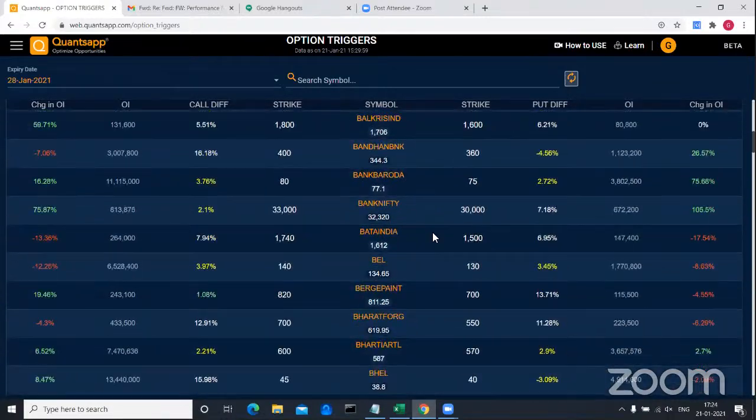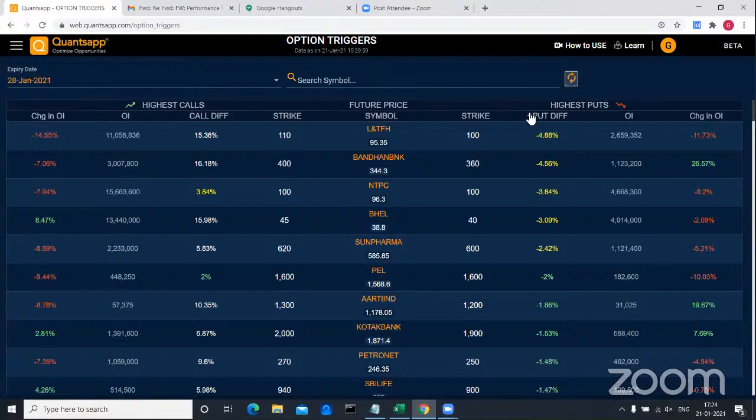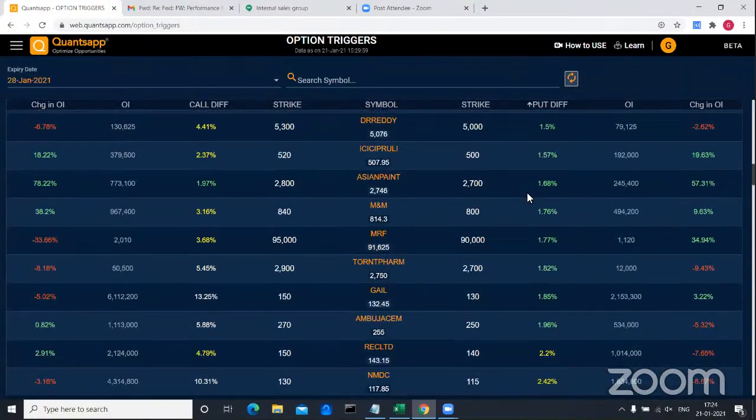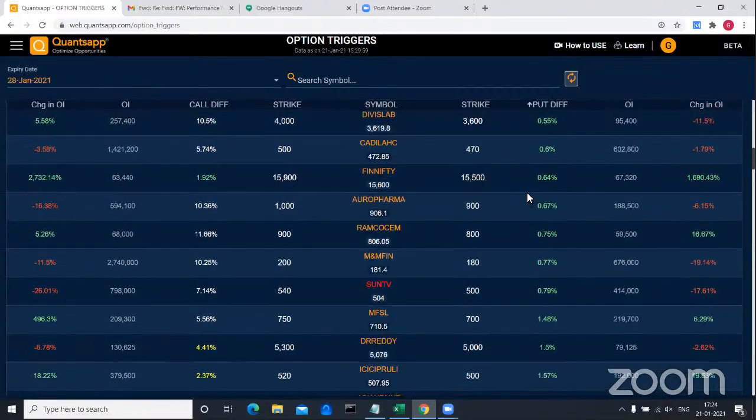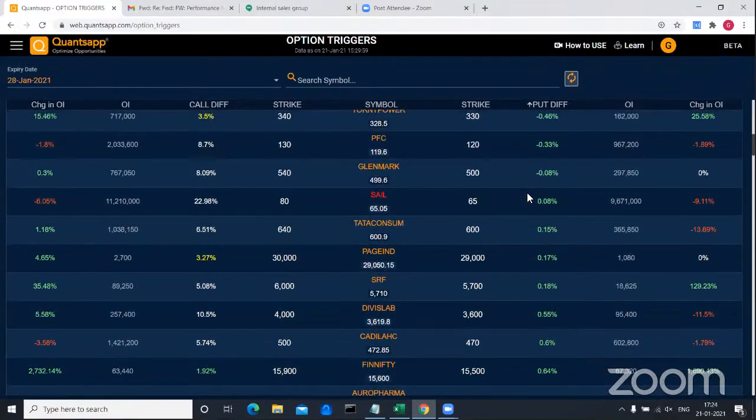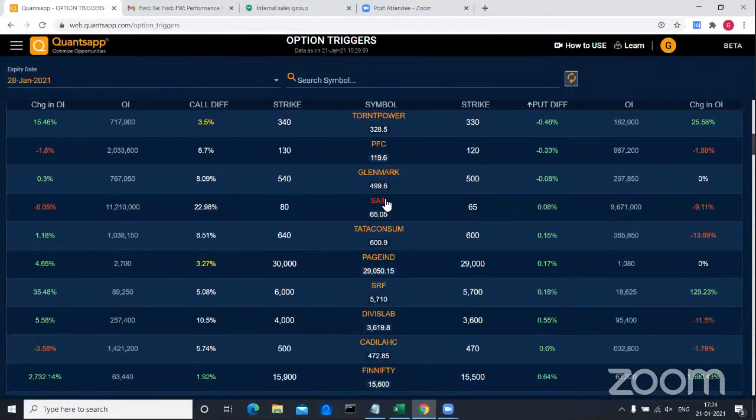You can also do so for the put. You can see which are those stocks which are very near to the highest put, and what the put writers are doing. If you see any stock in red, that is indicating that the stock is in the ban list, so you can't take a position in it.